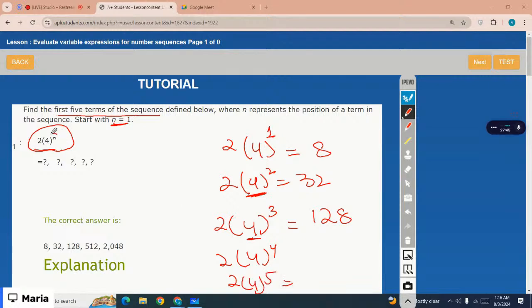Basically, you need to understand this. For every value you need to replace the value of n, and you have to be more careful with calculations. Got it? So the numbers are 8, 32, 128, 512, and 2048. Got it?